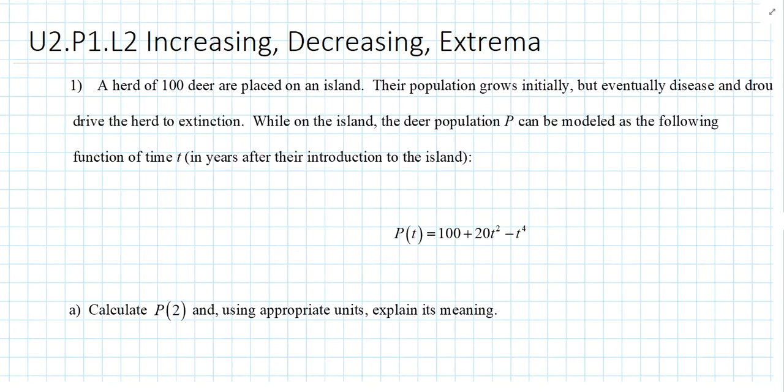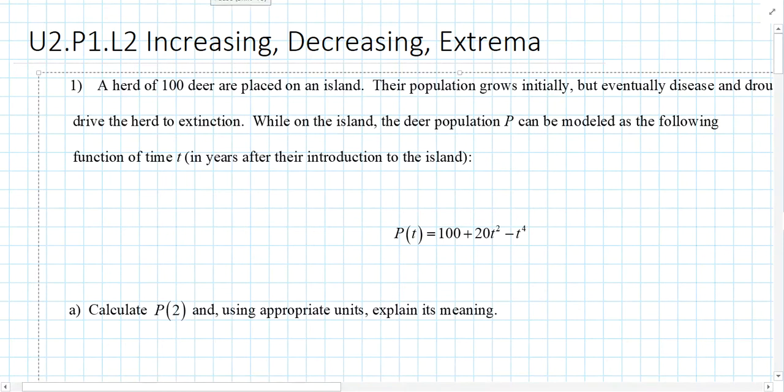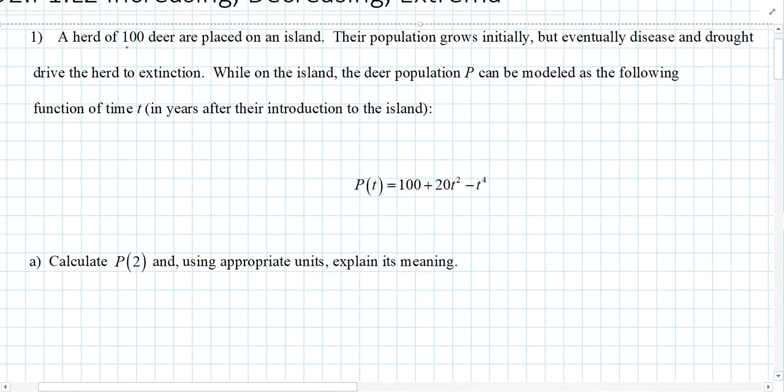In this video, we're going to use the components from last video, the last lesson, to talk about a real-world application of this notion of increasing versus decreasing to locate maximum and minimum points of a graph. So in this problem, we've got a herd of 100 deer, and they're placed on an island. The population grows initially, but eventually, due to disease and drought, the herd is driven to extinction.